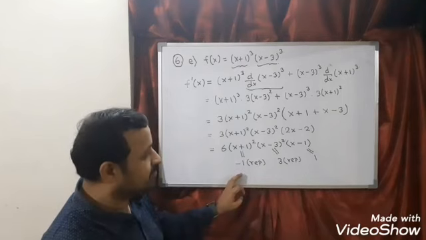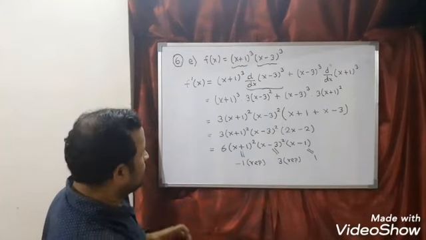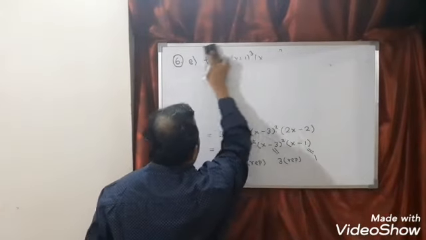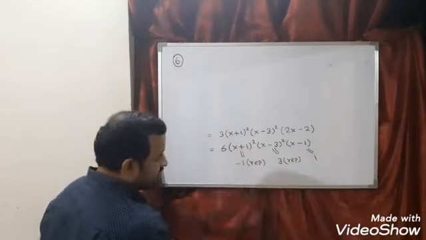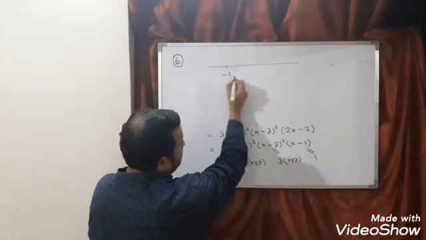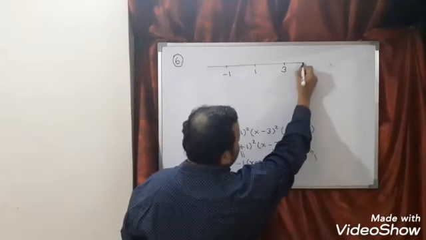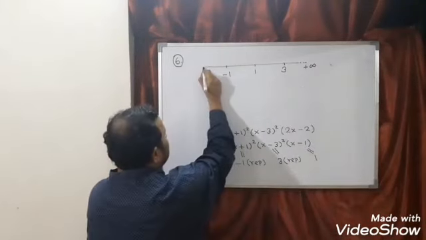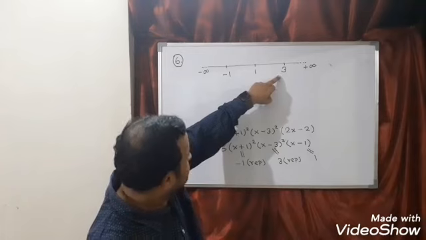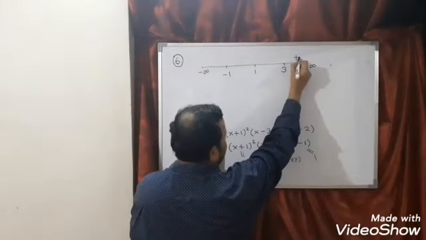What is the next step? Plot all the critical points on the number line in increasing order. Look here. So plot this. So what you will get here? Here you will get minus 1, here 1, here 3, and here I can say plus infinity, and here minus infinity. Now see here, don't write, see here. 3. So what is the outside sign of f dash x? It is positive. So positive sign will come here, right?